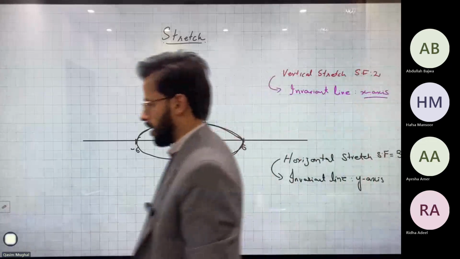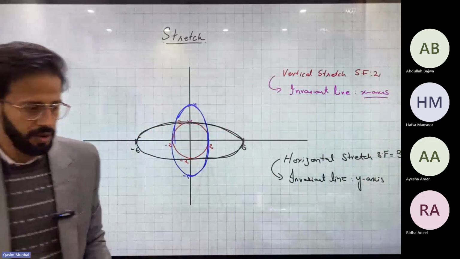Alright. So this is how you basically apply the stretch.